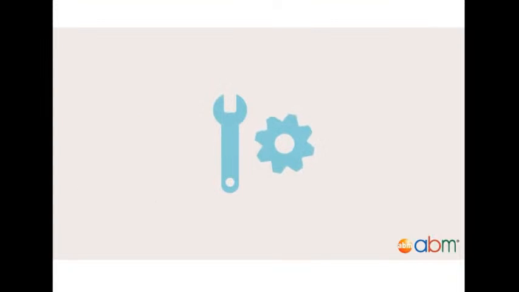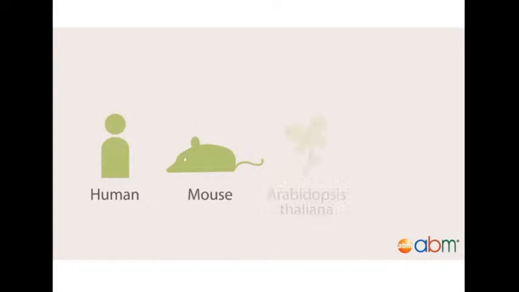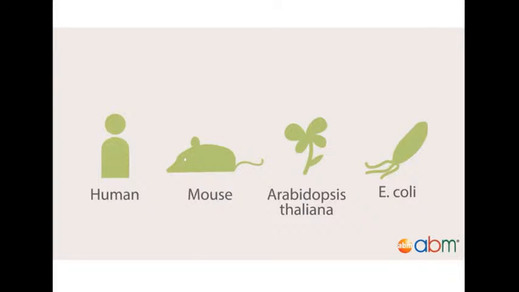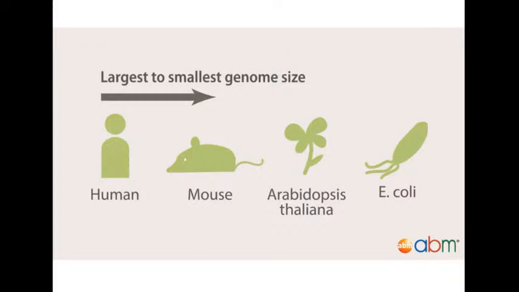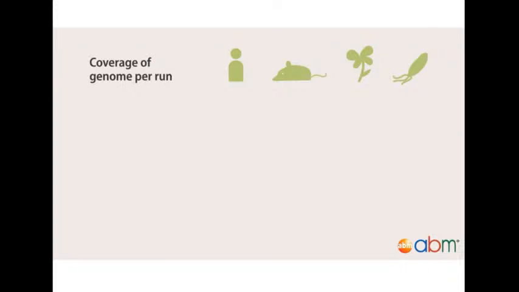In order to showcase and compare the different technical aspects of each of the above technologies, the coverage that each run generates when sequencing the whole human, mouse, Arabidopsis thaliana, and E. coli genomes is calculated and presented here. The presented data is based on the most powerful machines of each technology. Further details can be found on our knowledge base. For whole genome sequencing data to be useful, a minimum of 30 times coverage is required.